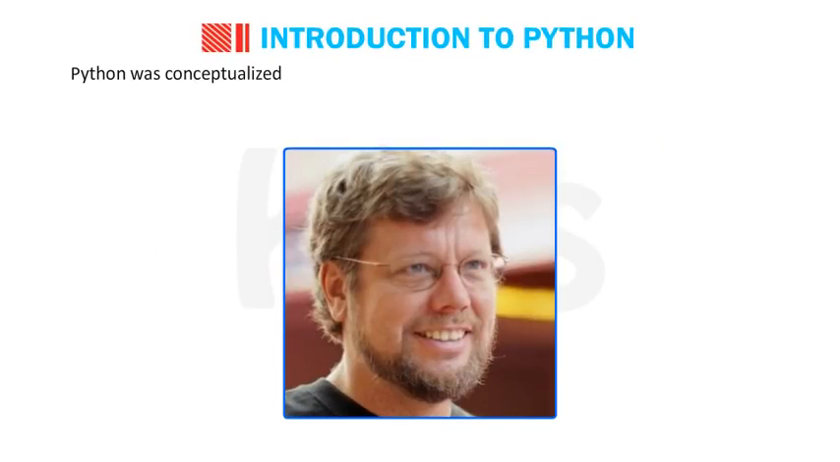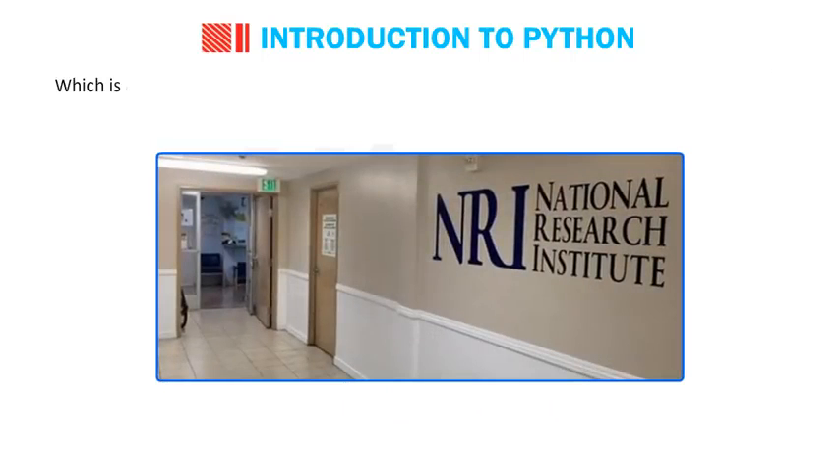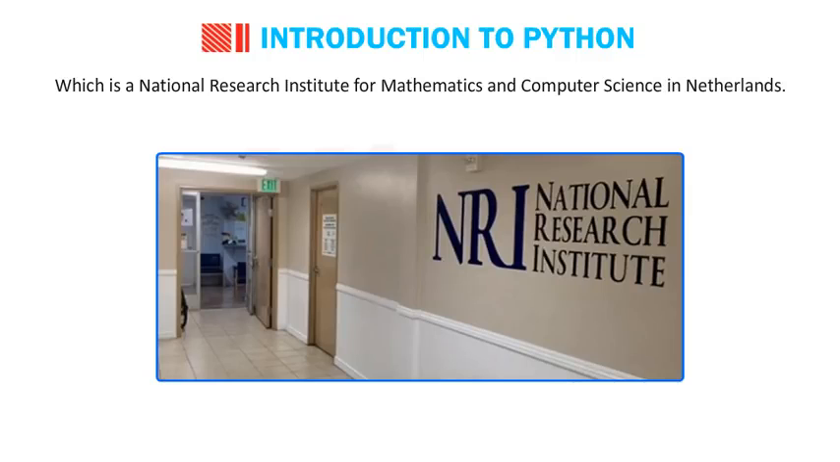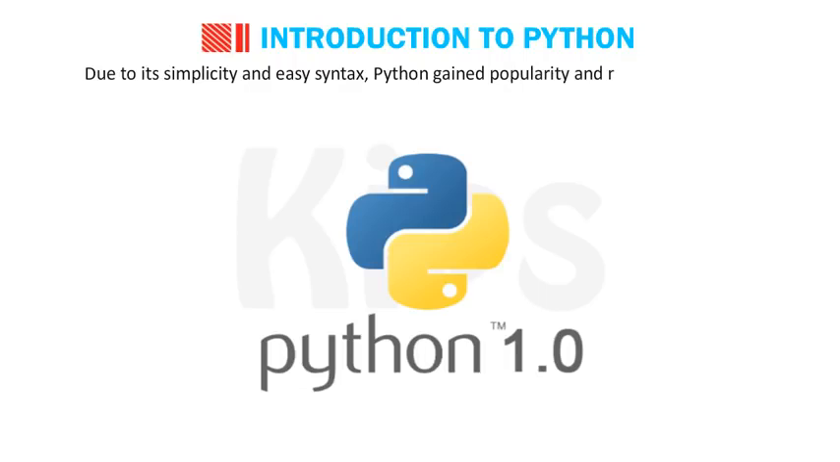Python was conceptualized in the late 1980s and its implementation was started by Guido van Rossum in 1989 at CWI, Centrum Wiskunde & Informatica, which is a national research institute for mathematics and computer science in the Netherlands. In 1991, its code was published, and in 1994, Python 1.0 was released with new features. Due to its simplicity and easy syntax, Python gained popularity and many new versions were introduced with more advanced features in it.